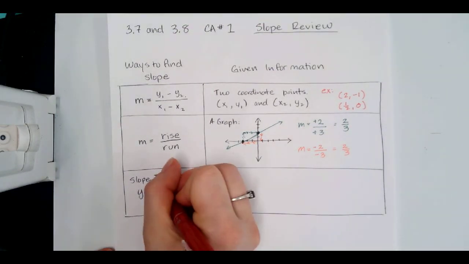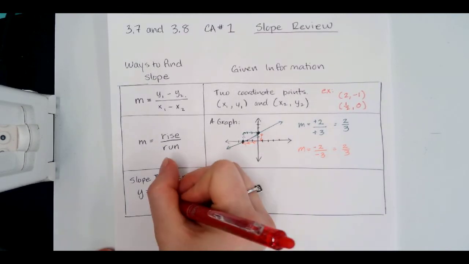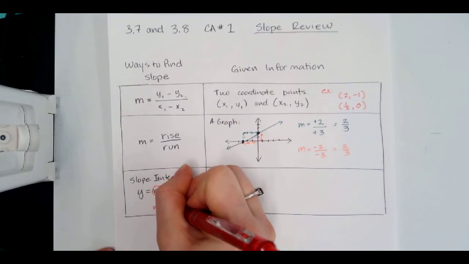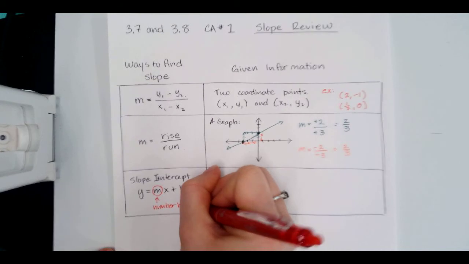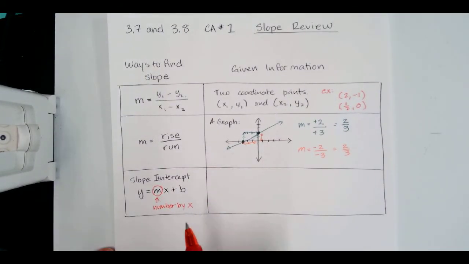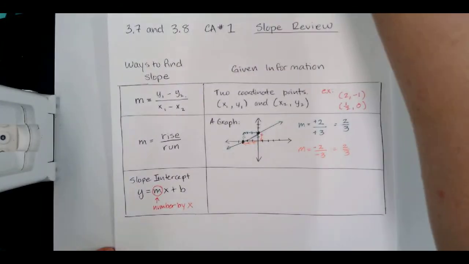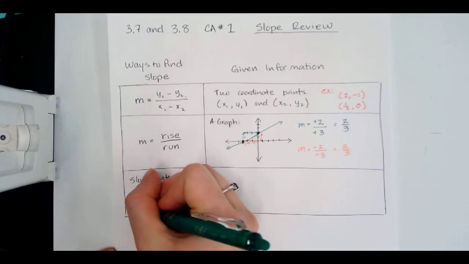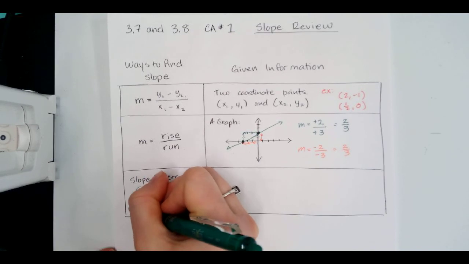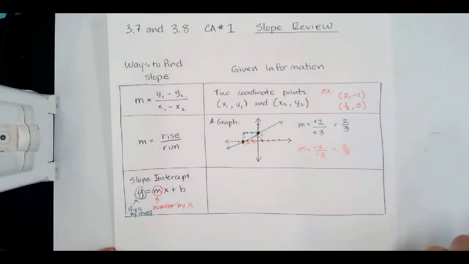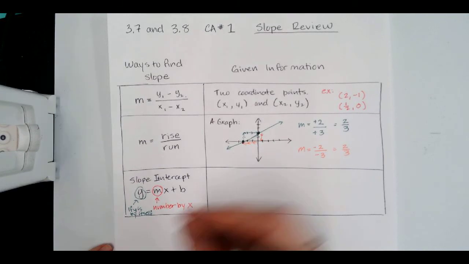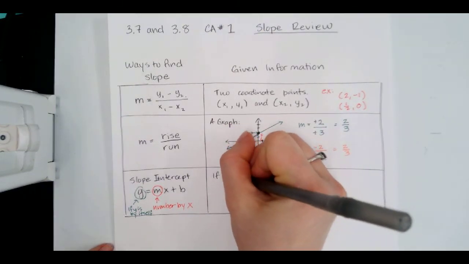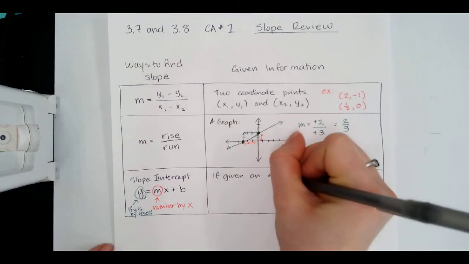M is right there. It is the number by x. Now, it's a number by x as long as we have y by itself. So if y is by itself, we use the slope-intercept form if we are given an equation. So if given an equation.